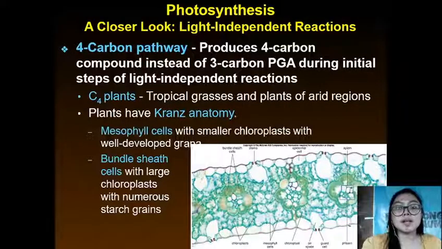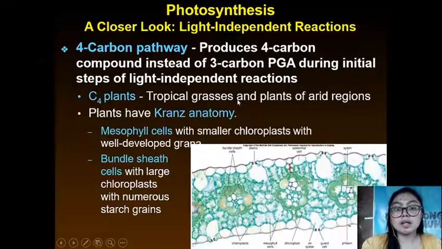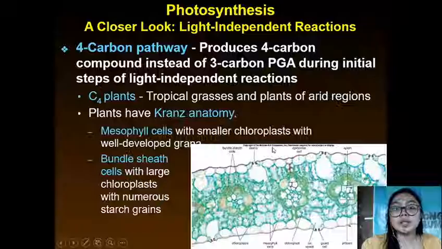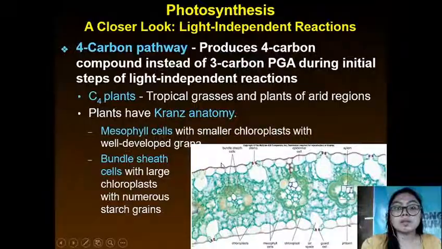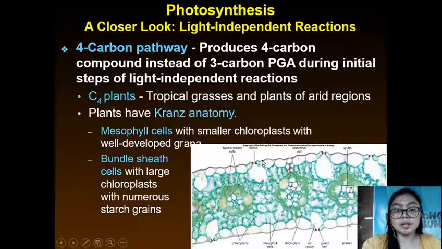So, mesophyll cells have smaller chloroplasts with well-developed grana. While the other one, bundle sheath cells, have large chloroplasts. Then, they have numerous starch grains.